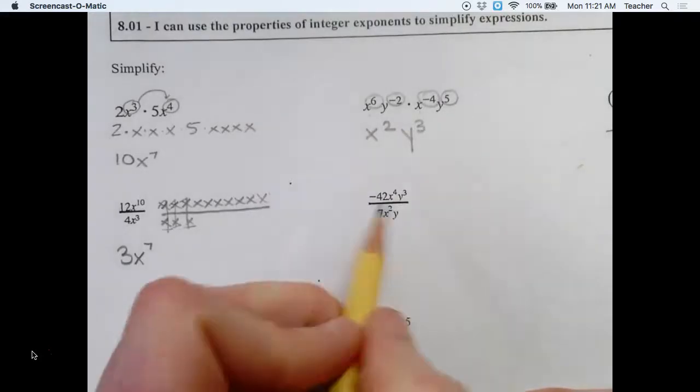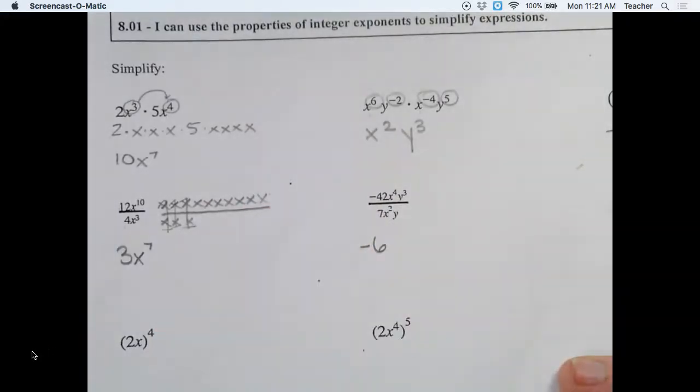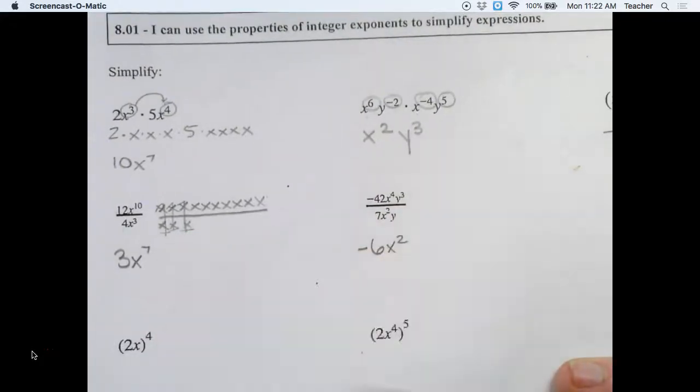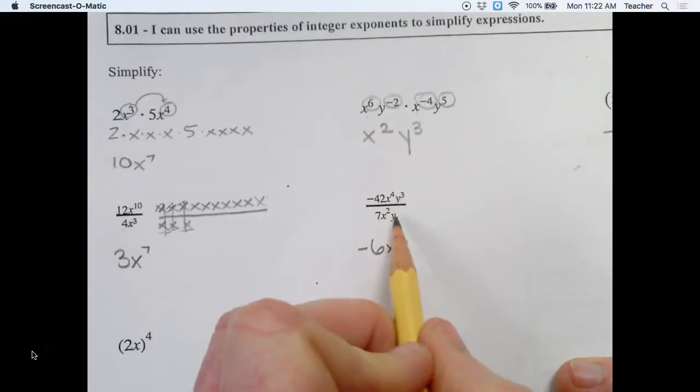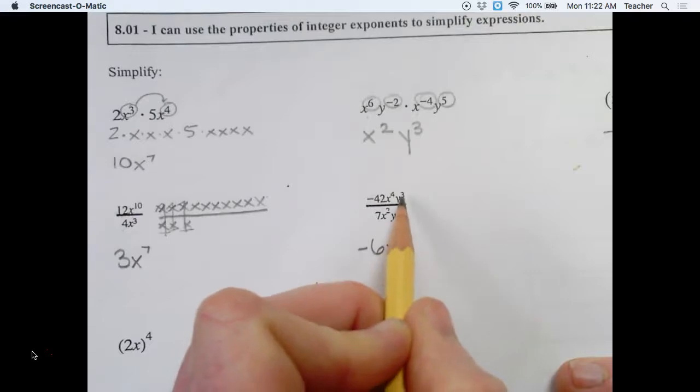Okay, same thing here. Negative 42 divided by 7 is negative 6. 4 minus 2 with x squared. 3 minus, it's y to the first power. There's a y there. Or excuse me, an exponent of 1 there. So we have 3 minus 1 is y squared.